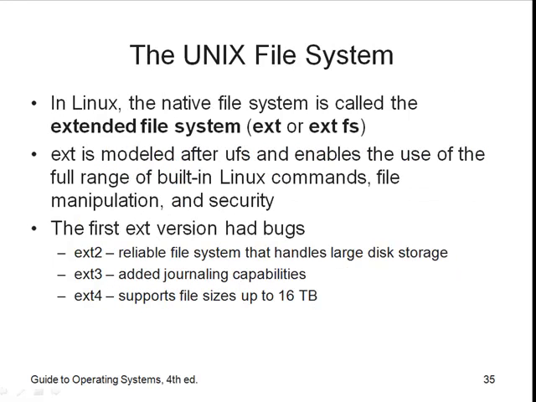Now, in Linux, the native file system is called the extended file system, or EXT. In some cases, EXTFS. EXT is modeled after UFS. It's no surprise there, and it enables the use of the full range of built-in Linux commands, file manipulation, and security features. The first EXT version had some bugs. EXT2 was considered a reliable file system that handles large disk storage. EXT3 had some journaling capabilities added to it, and EXT4 allowed for extended file sizes all the way up to 16 terabytes.